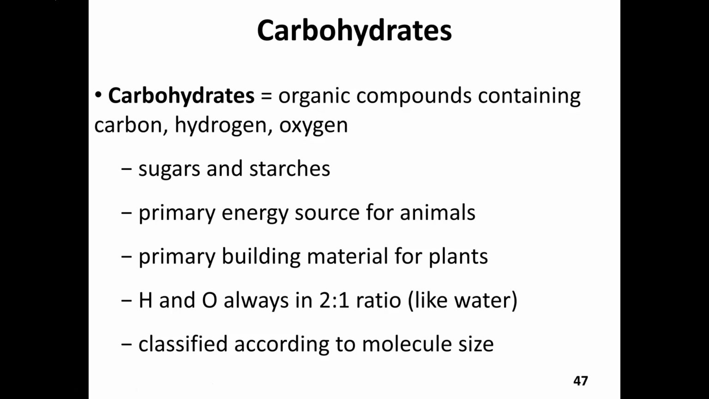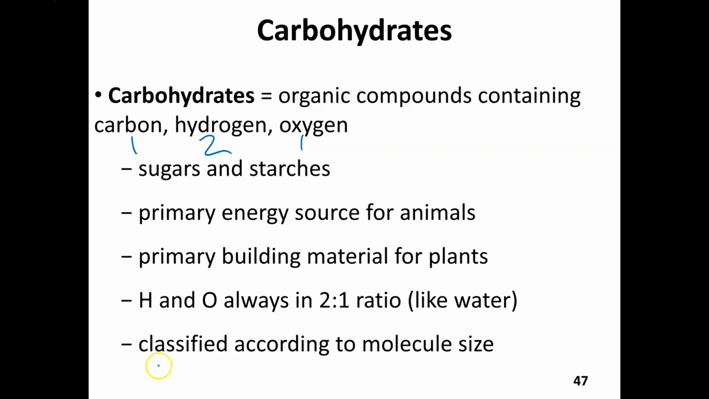So let's look at carbohydrates as our first organic macromolecule. Carbohydrates are molecules that contain carbon, hydrogen, and oxygen in a 1 to 2 to 1 ratio. Examples of carbohydrates would be sugar, sucrose, starches. Bread is a nice starch, wheat is a starch, potatoes are starch. Carbohydrates are the primary energy for animals. This is what we use as our energy source. This is the main energy.